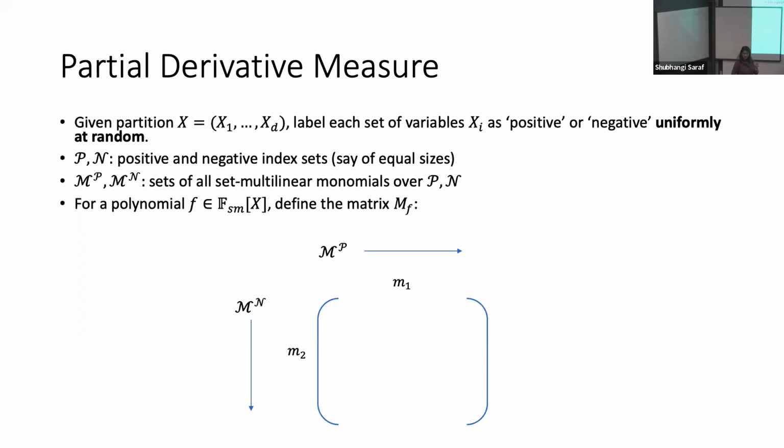And you create this big matrix whose rows are indexed by monomials over the negative set, and the columns are monomials over the positive set. In the (i,j)th entry of the matrix, you write the coefficient of the monomial which is the product of the row index and column index. So for every row name and column name, you look at the product of the two small monomials, and whatever is the coefficient of that monomial, you put it into the matrix. The measure of complexity for us is just the rank of this matrix.